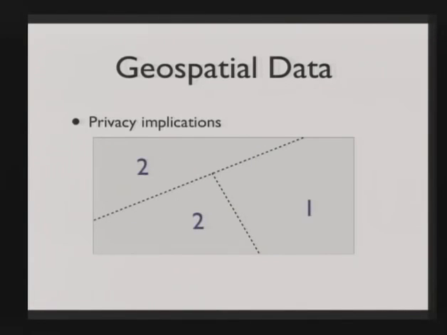I'm going to release two indicating that there are two people there, one indicating that there's one person there, and so on. So this, again, offers a greater level of privacy. But is this privacy good enough? Well, the answer is no. The reason this does not offer significant levels of privacy is outliers.